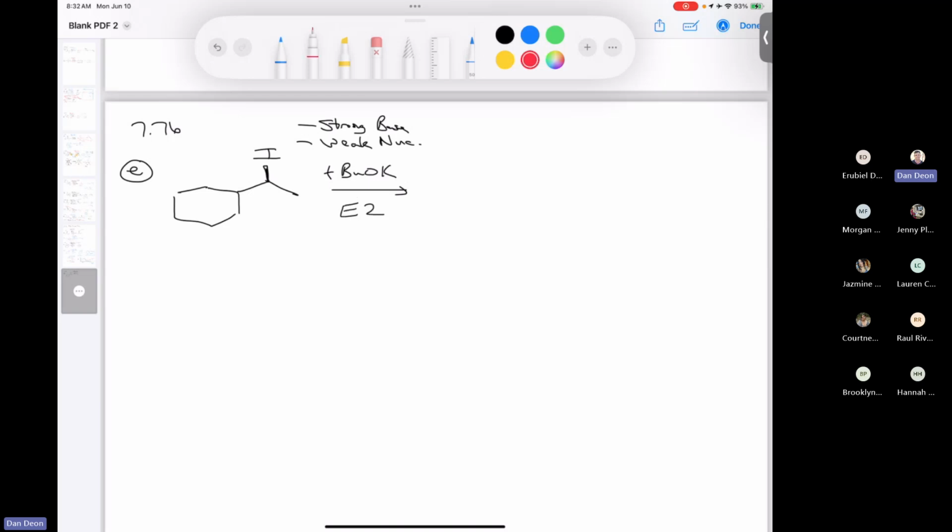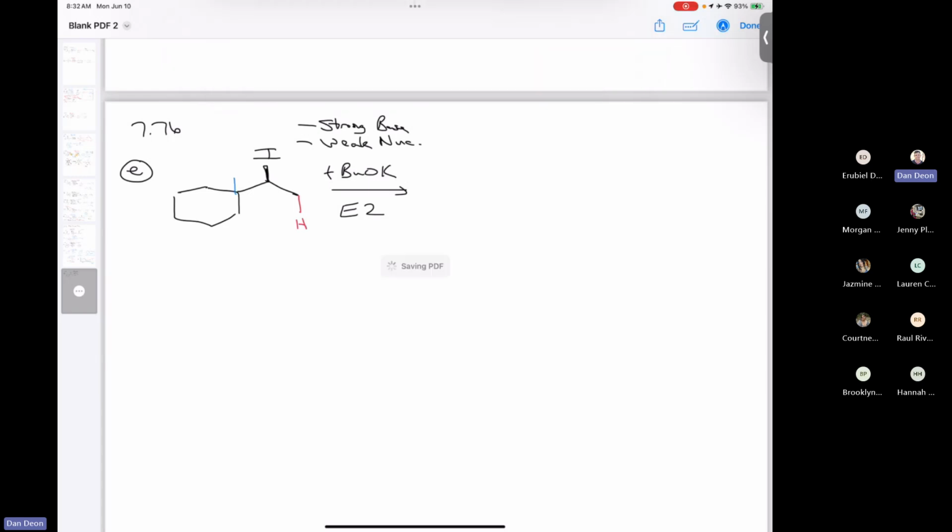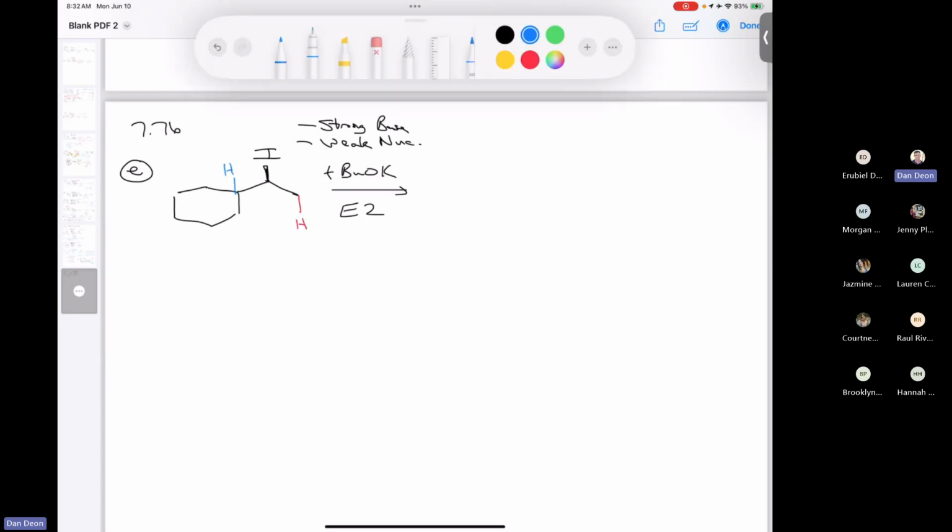Now there's two types of beta protons. There's the one in red and there's the one in blue. And this is not a trick question whatsoever. Could anybody tell me which one of these is going to be preferentially pulled off by this big bulky base? Thanks, Jenny. Absolutely. It's going to be the one in red. Thank you very much. So the major product is going to be this alkene. There you go. So that's going to be the major product of the reaction.